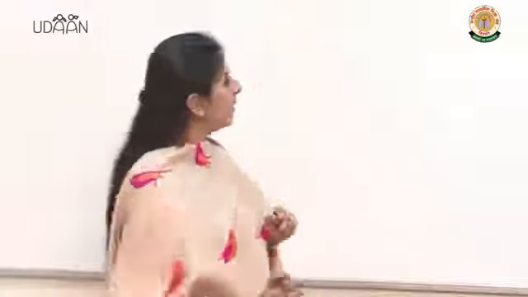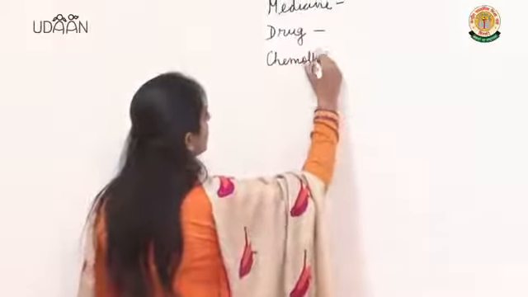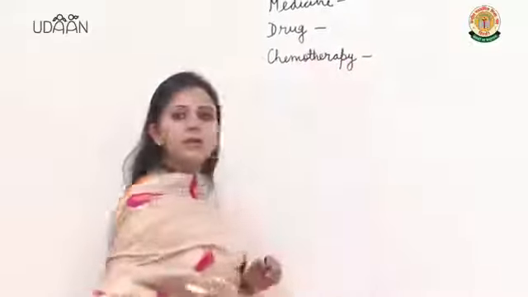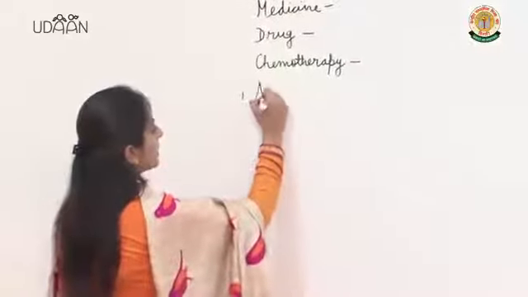So you must have seen that in some medicines it is written that it is a drug, which has to be taken only after prescription from a doctor. Now what is chemotherapy? Chemotherapy is the treatment of diseases using chemicals. Now let us understand the different types of drugs.